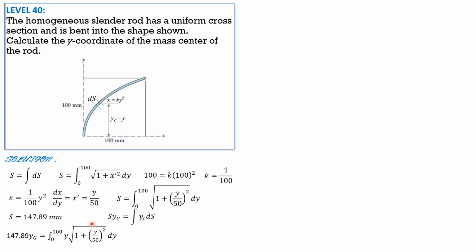So this can be evaluated by power formula. If you let u be 1 plus y square over 50 square, then the differential is something about y dy. You can evaluate that by power formula if done manually, but you are through with that in integral calculus. That's why the calculator is allowed. You can use the calculator in evaluating this integral. So 147.89 y sub g, the value of the integral at the right using the calculator is 8486.617. Therefore y sub g is 57.36 mm. So that's it, because the video is a bit longer.